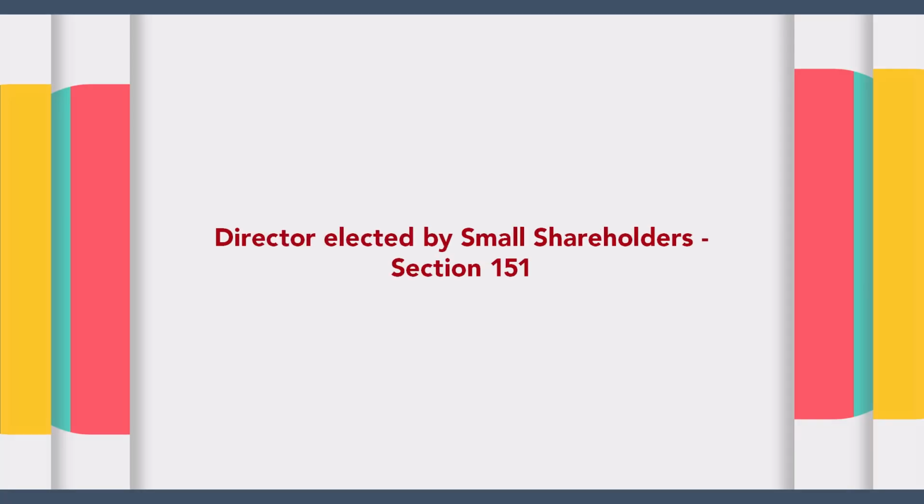Dear students, we now look at the directors which is to be elected by small shareholders. Section 151 of the Act provides that every listed company may have one director elected by small shareholders. For the purpose of this section, small shareholder means a shareholder holding shares of nominal value of not more than 20,000 rupees or such other sum as may be prescribed.